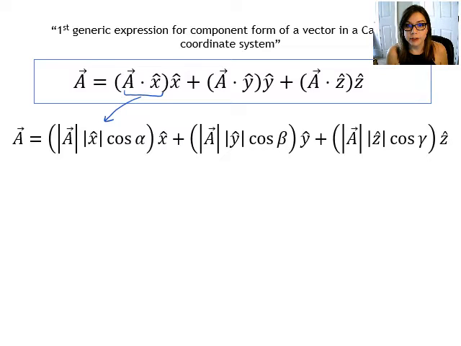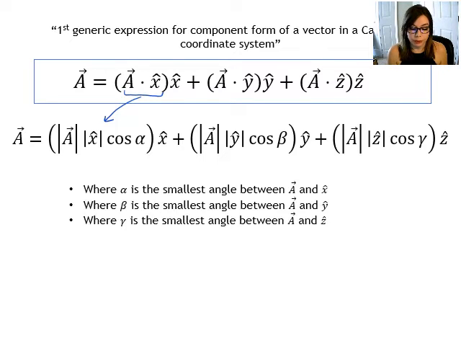So notice here in each of these terms, I've defined some angle that describes the angle between my vector A and each of the Cartesian unit vectors. So this angle alpha is defined as the smallest angle between vector A and x hat, and all of this is when they're placed tail to tail. That's just kind of implied, but I'll write it explicitly here because I didn't type it out for you. So each of these angles describes the angle between vector A and a particular unit vector from the Cartesian coordinate system.